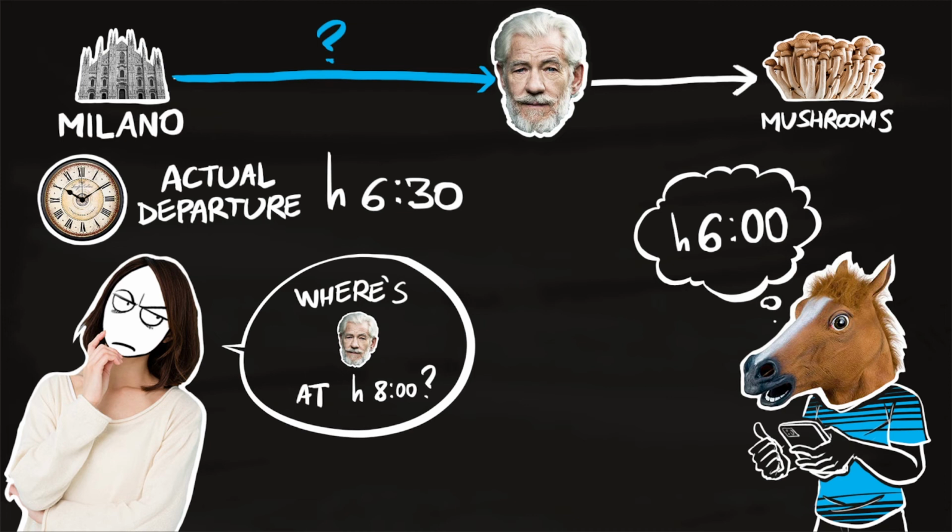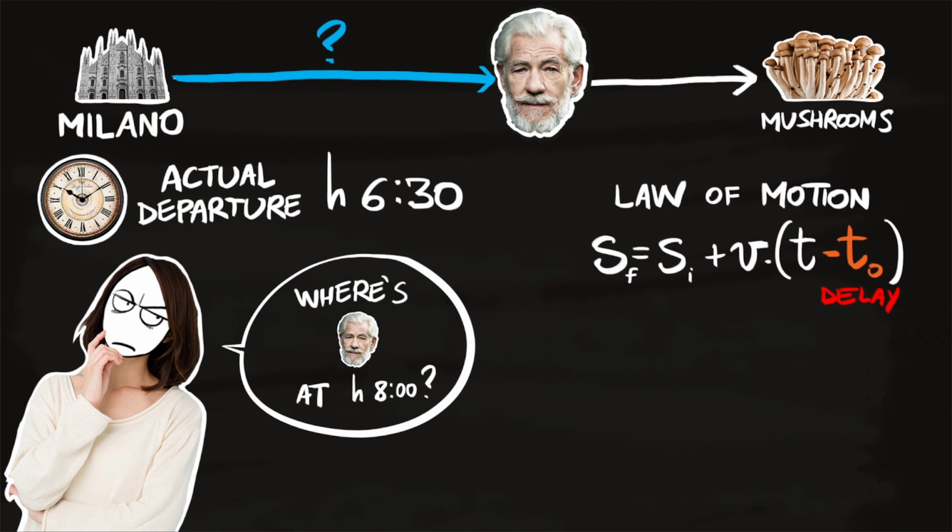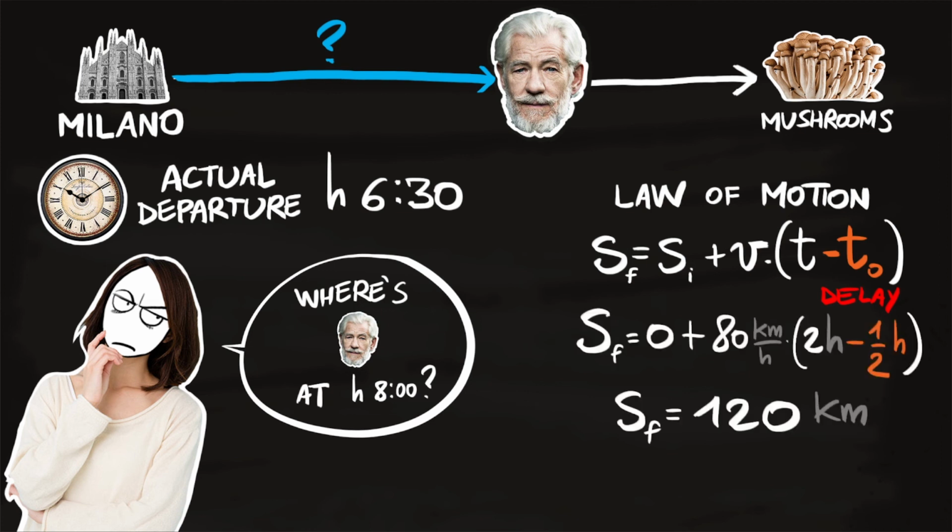In order to take this delay into account, we need to tweak the equation of motion by adding minus t0 here. t0 is actually the delay. With this delay, Grandpa traveled for 1 hour and a half and scored 120 kilometers.